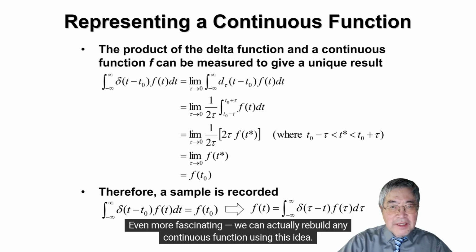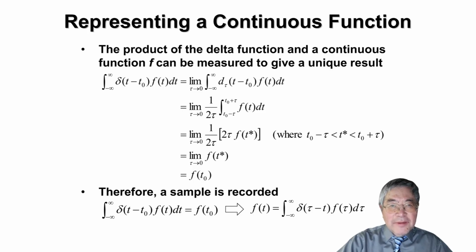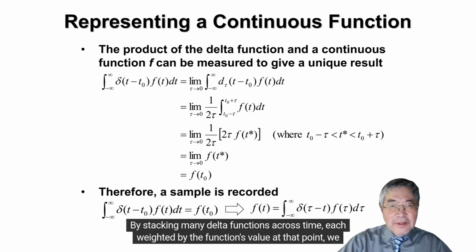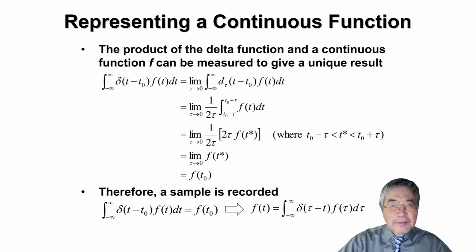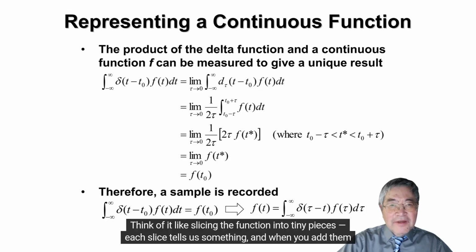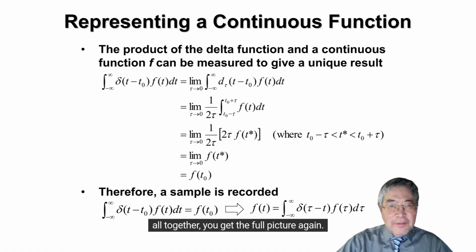Even more fascinatingly, we can actually rebuild any continuous function using this idea. By stacking many delta functions across time, each weighted by the function's value at that point, we can reconstruct the entire function. Think of it like slicing the function into tiny pieces. Each slice tells us something, and when you add them all together, you get the full picture again.